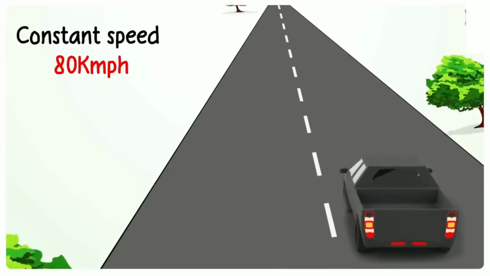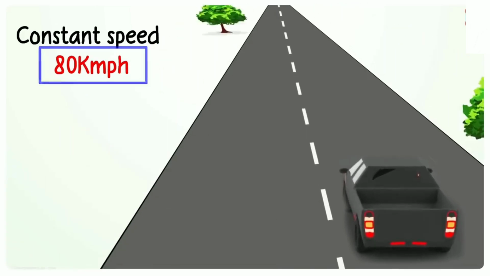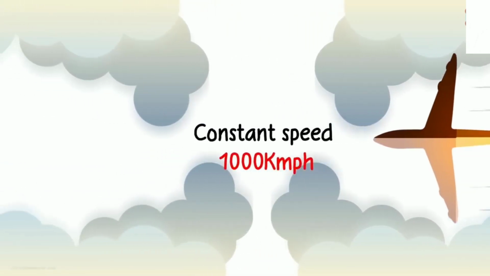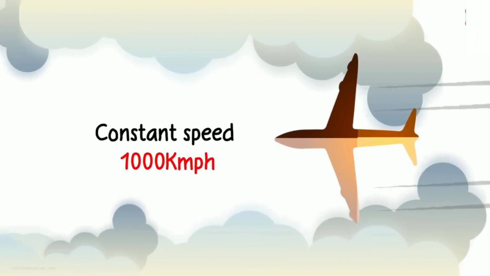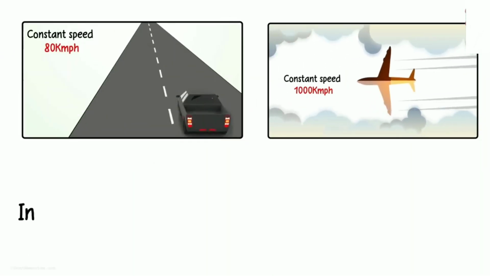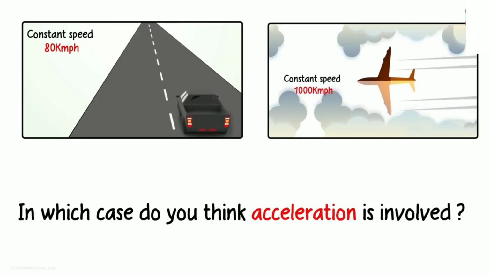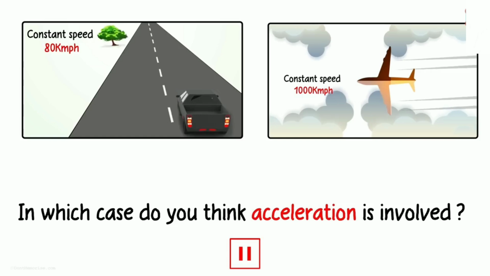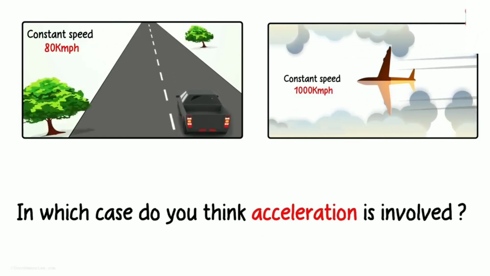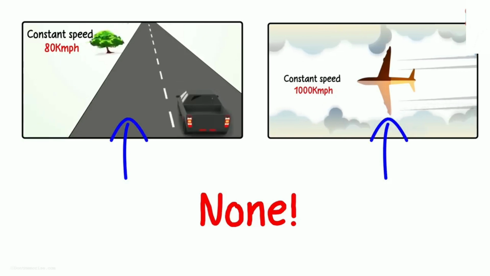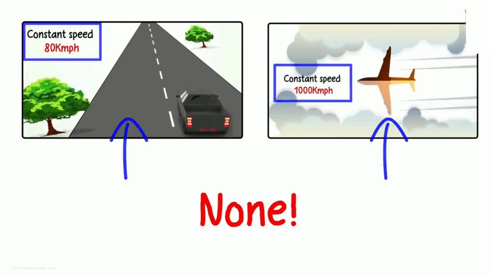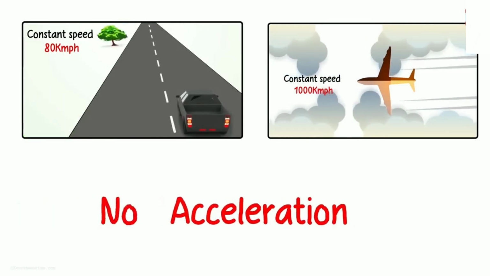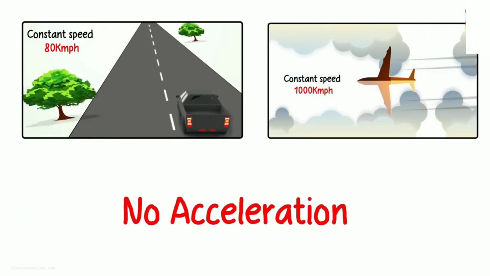You can see here two situations. The first one is a car which is moving with a constant speed of 80 km per hour. The second situation is an aeroplane which is moving with 1000 km per hour. The speed is constant. In which case do you think acceleration is involved? None. In these two cases, objects have no acceleration. Here, objects are moving in a straight line with constant speed. There is no change in velocity, therefore no acceleration.